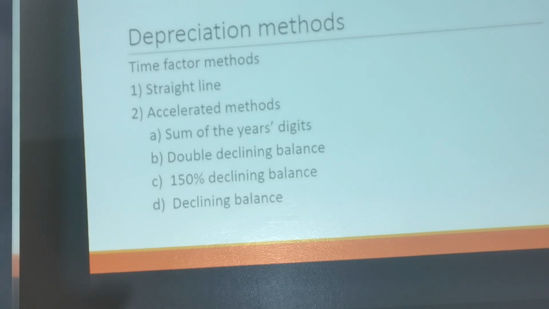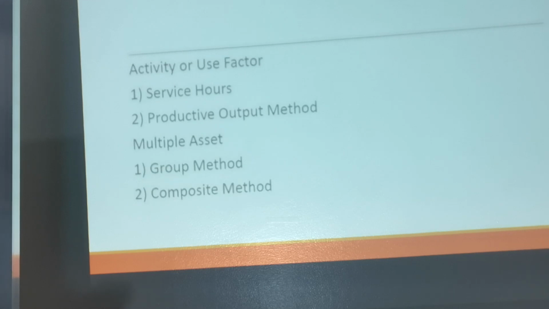Here are the different methods of depreciating an asset. We have the time factor methods, that includes straight line, and of course accelerated methods like sum of the year's digits, double declining, 150% declining balance, and of course the declining balance method. And also we have activity or use factor. We have the service hours and then the productive output method. And for multiple assets, we have the group method and the composite method.